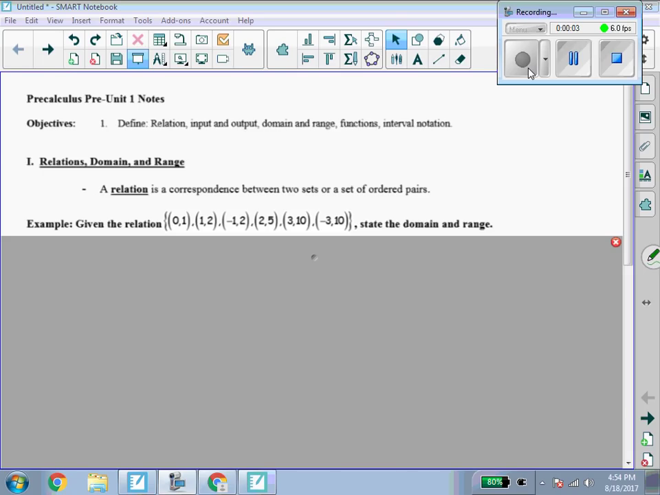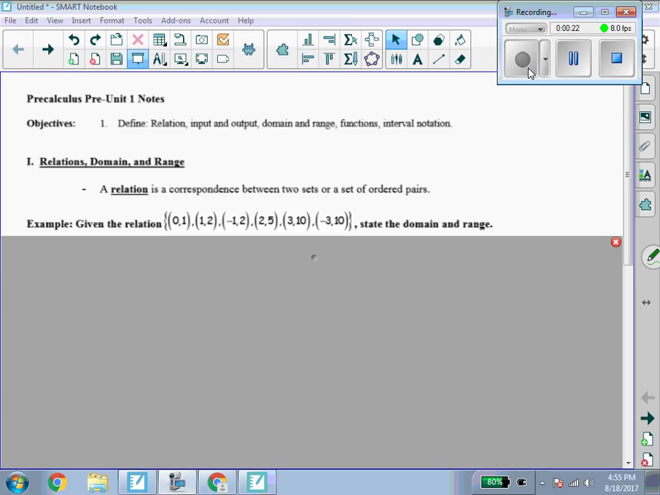Pre-calculus, pre-unit 1 notes. We're going to define a relation, input and output, domain and range, functions, and interval notation. A lot of this is just review, so it should seem very familiar to you. First, we're going to talk about relation, domain, and range. A relation is a correspondence between two sets or a set of ordered pairs.